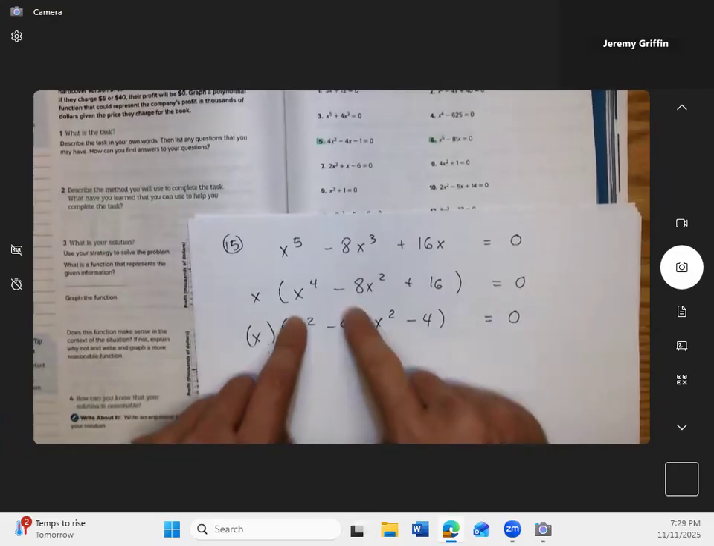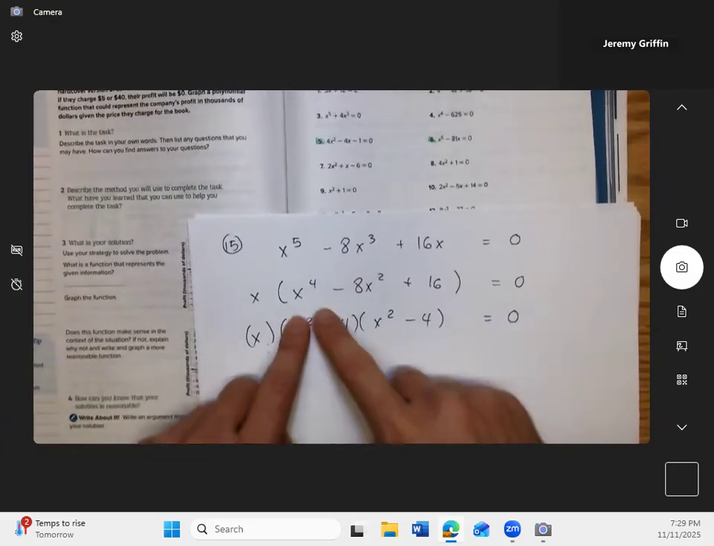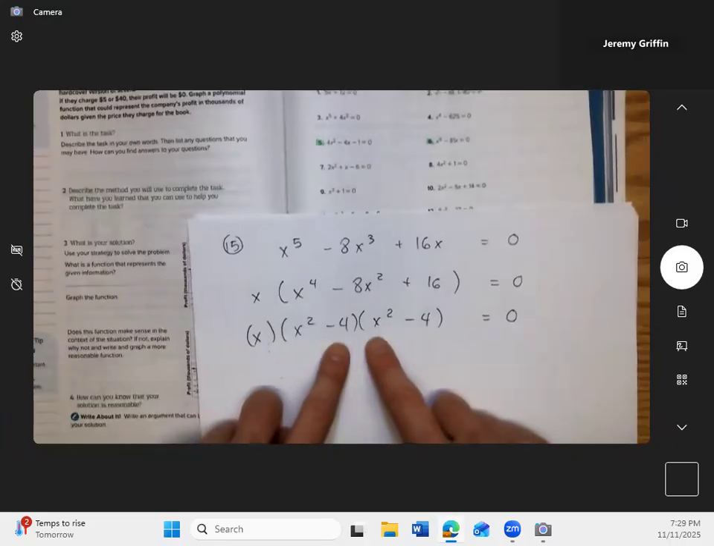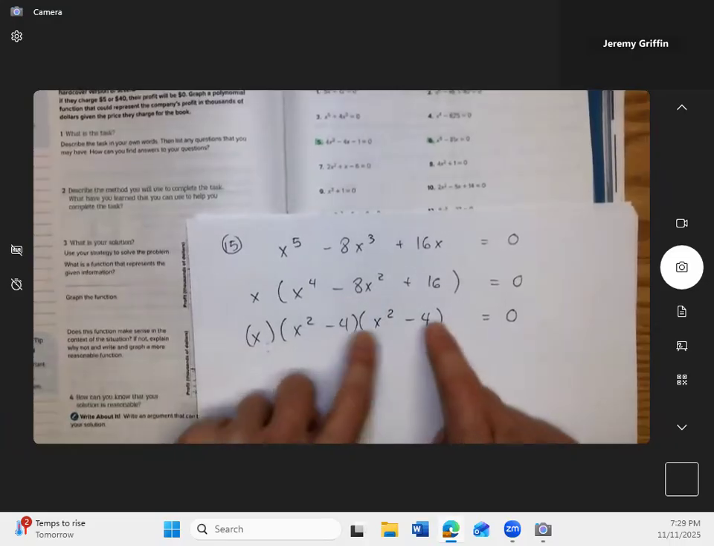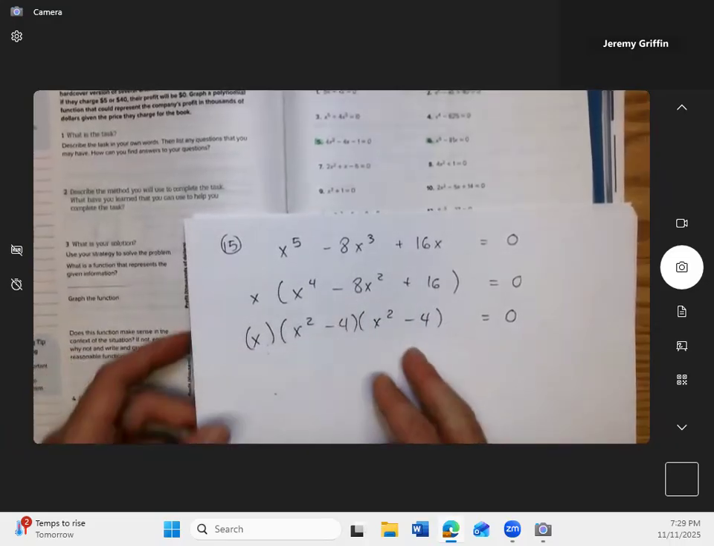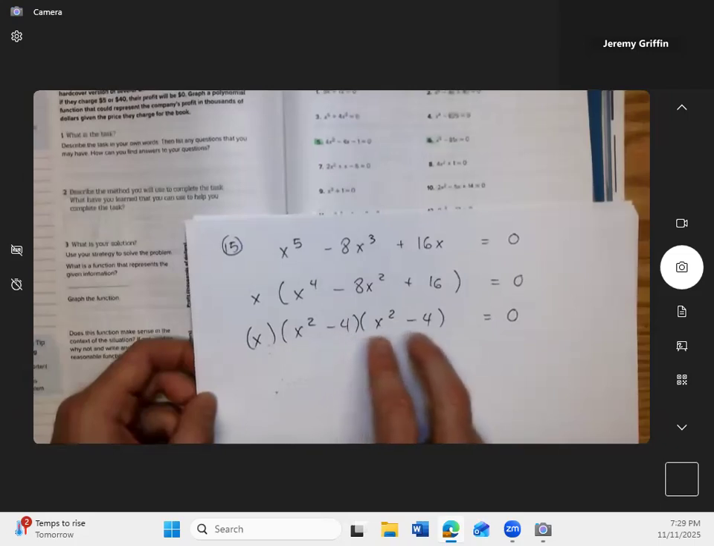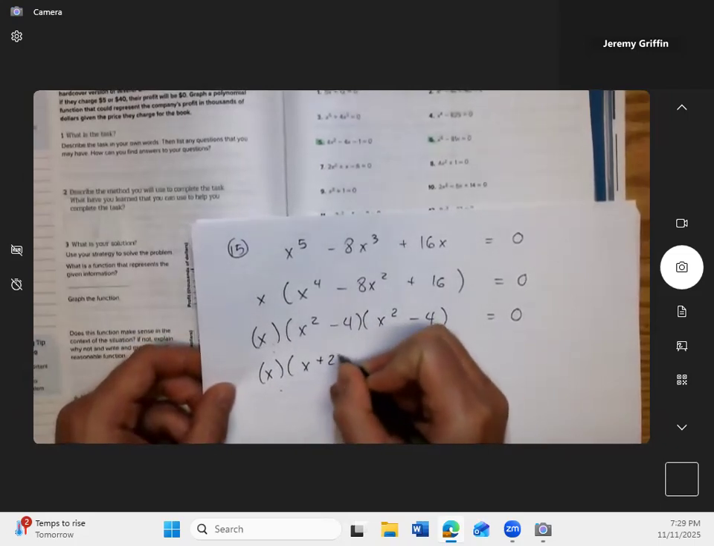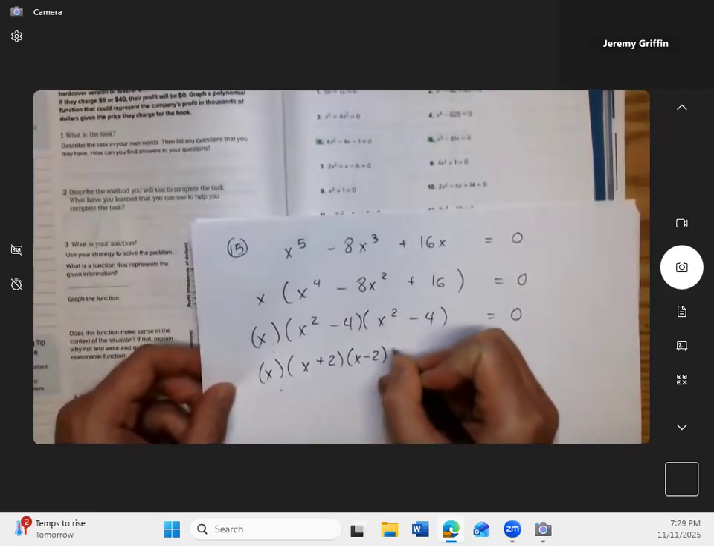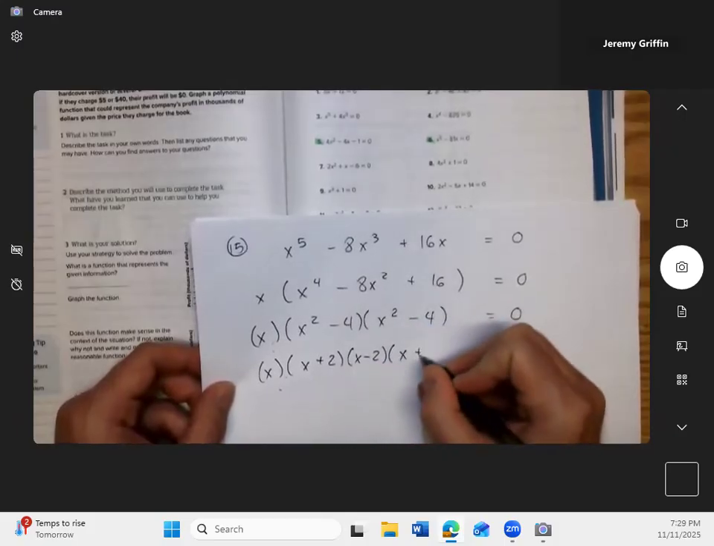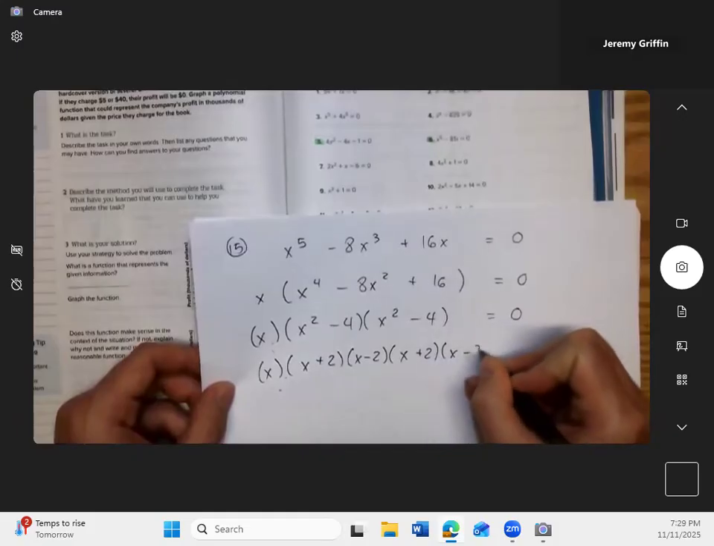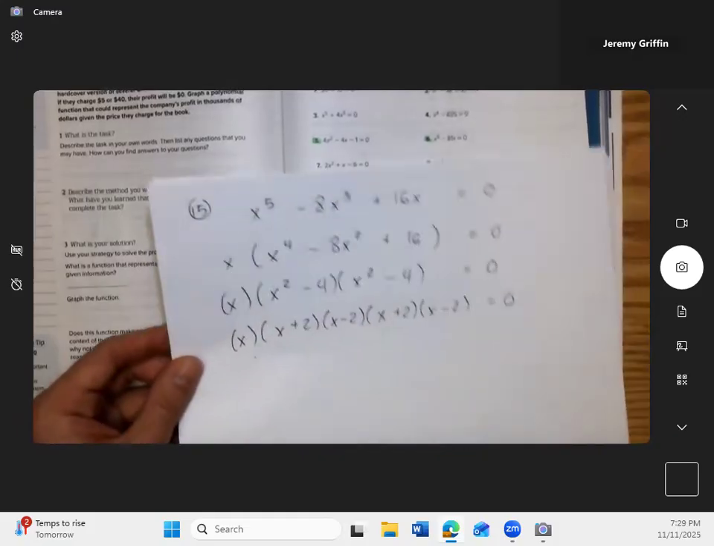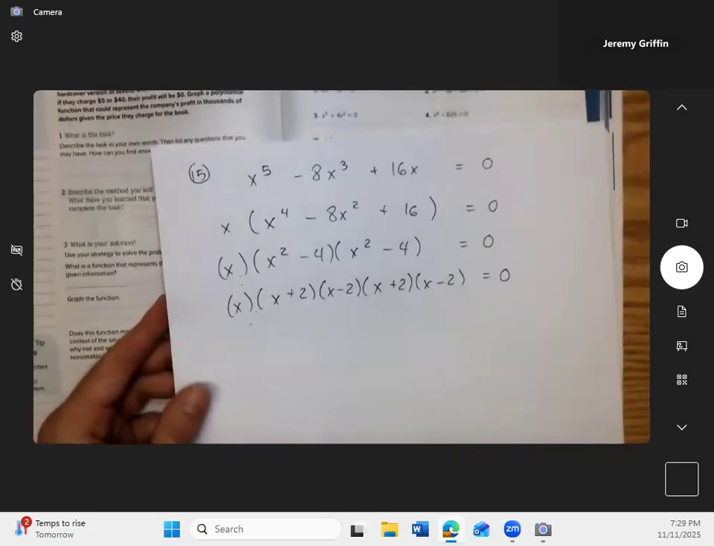Because watch, if I FOIL and go backwards and prove this works. x squared times x squared is x to the 4. Bing. Negative 4 x squared, negative 4 x squared is negative 8x squared. Negative 4 times negative 4 is positive 16. Yeah, it totally factors like that. Now, I have difference of squares here, difference of squares here. So this is really x plus 2, x minus 2. And then this one, same idea, x plus 2, x minus 2. That is as fully factored as you can get it, fully factored form.